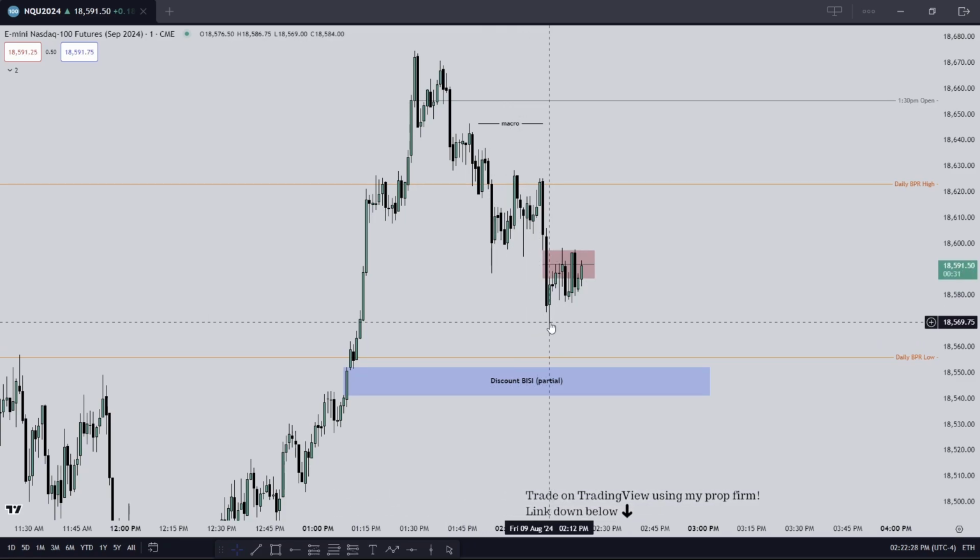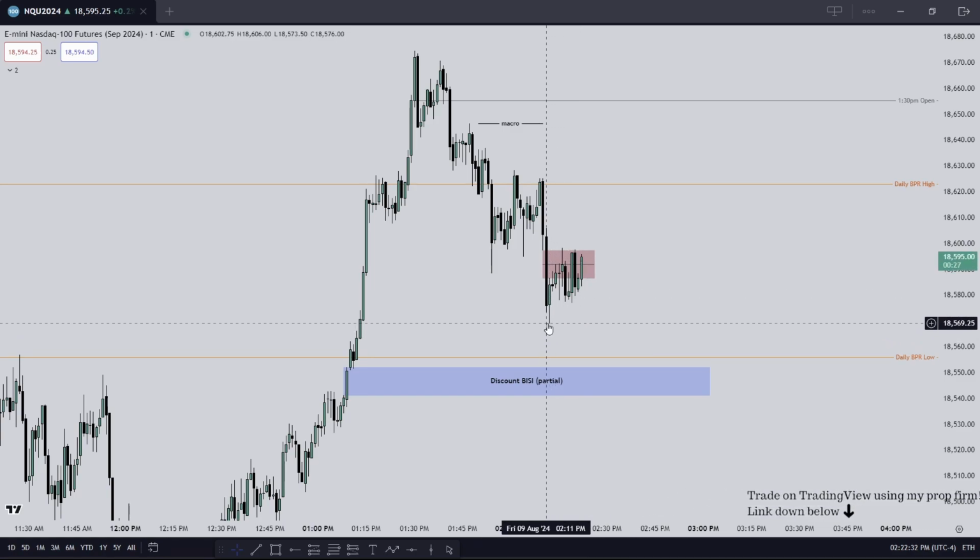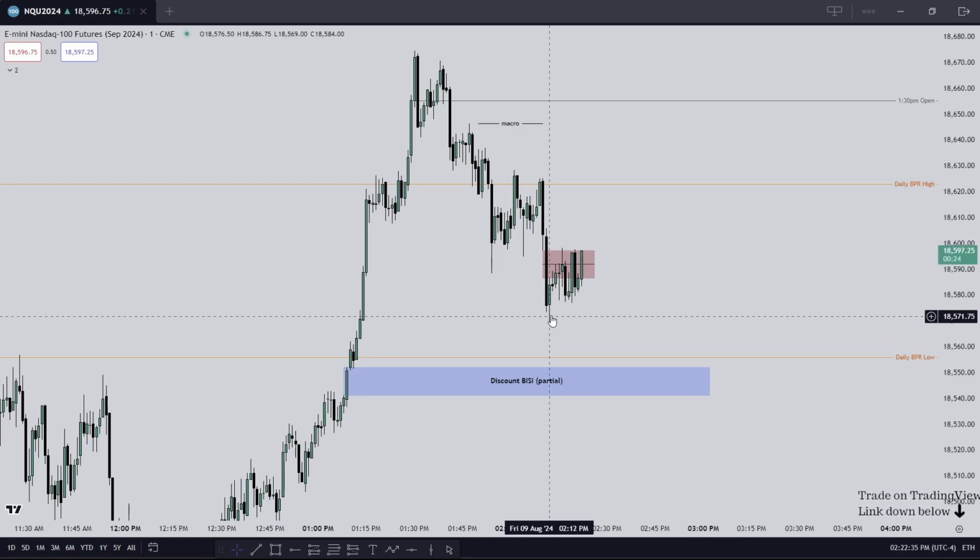We form this low here, move away a little bit. If we were to drop down and take out that low, that's sell side. You should be taking partials there. But admittedly, this price action is kind of sluggish.